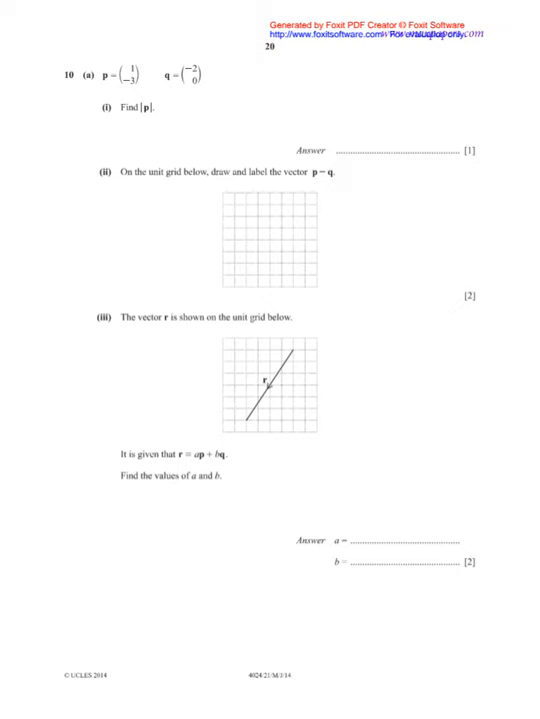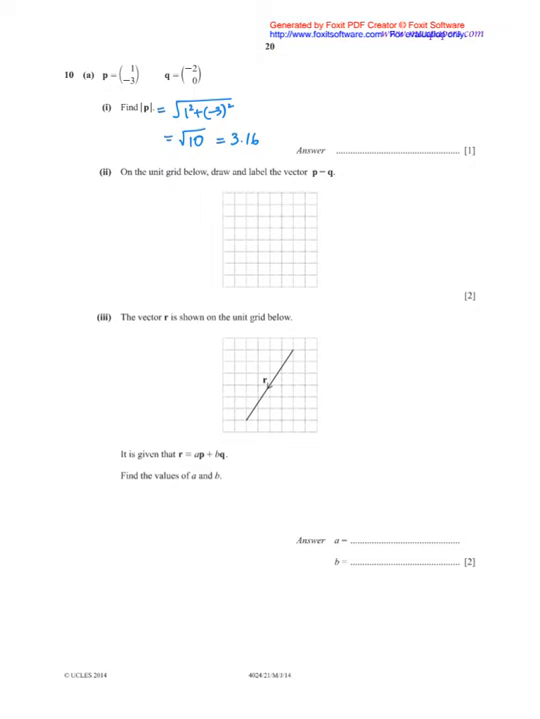Question number 10 from the topic vectors. In the first part, we need to find out the magnitude of p, that is equal to the square root of x squared plus y squared. So it is equal to the square root of 10, and in decimal you can say that it's 3.16.